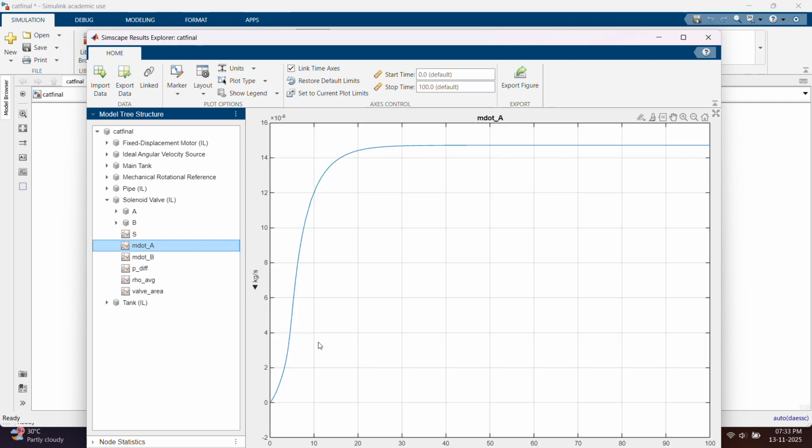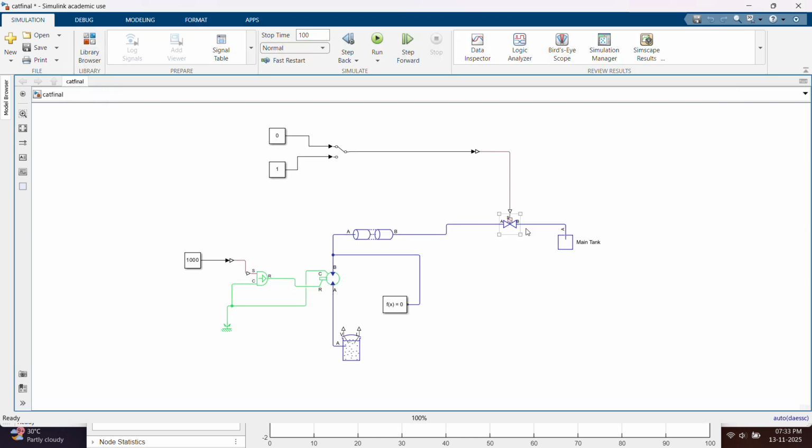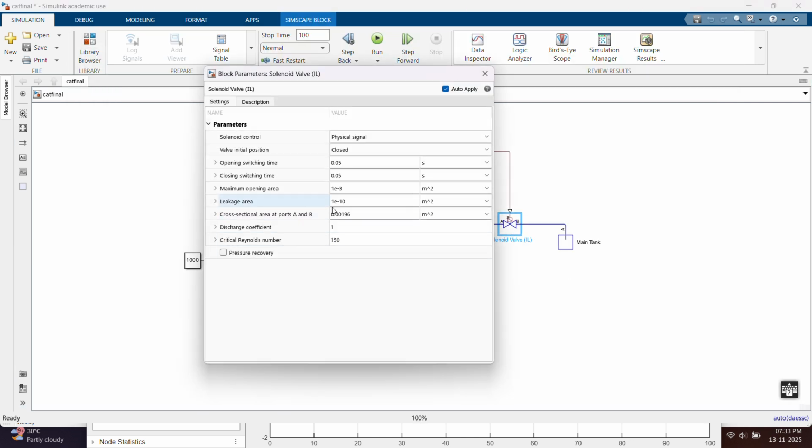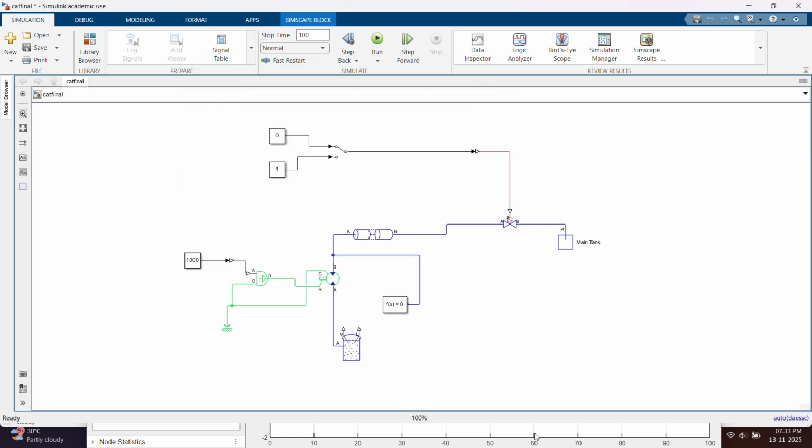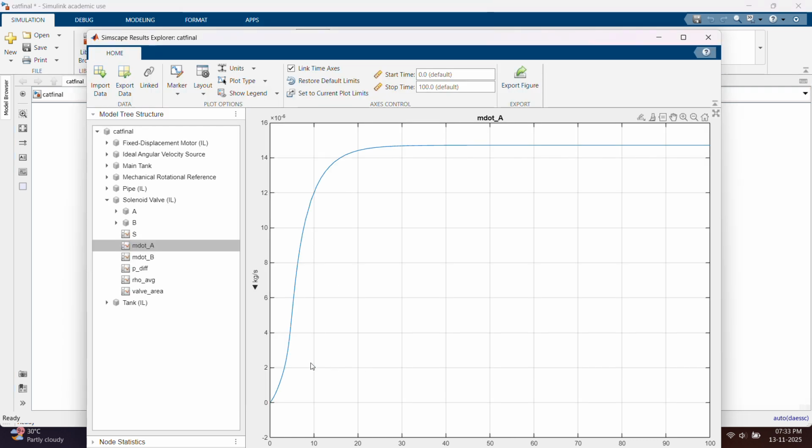The m dot A value is a curve, and then after a small rise, it just saturates. It's in the range of 10 to the power minus 6, or 15 to the power minus 6, I think so. Before this, I have to show you this. We have a leakage area of 1E minus 10. So as we see, there is a rise.